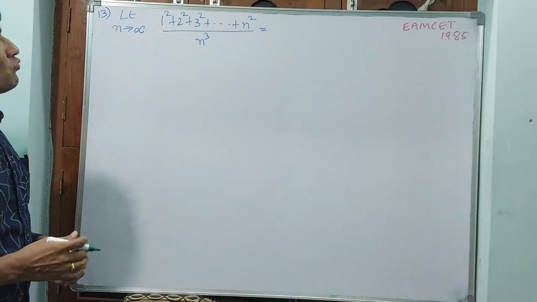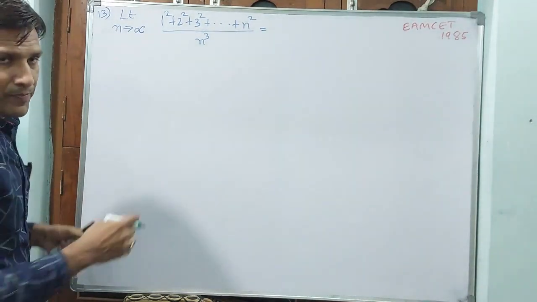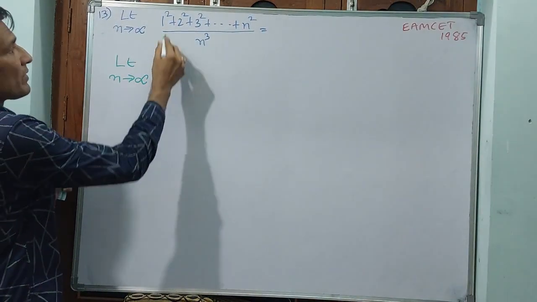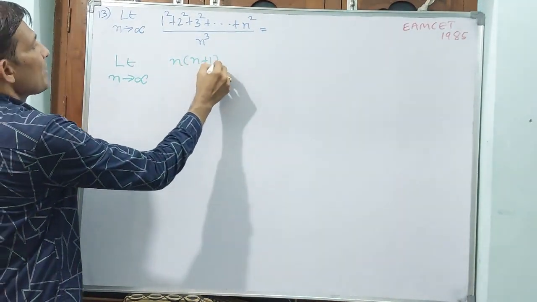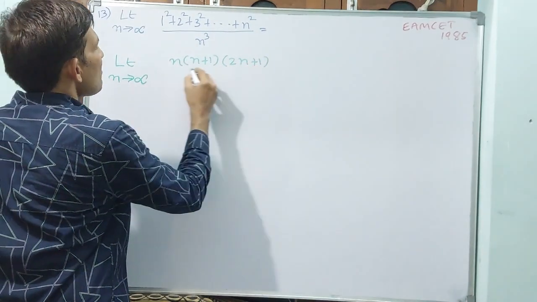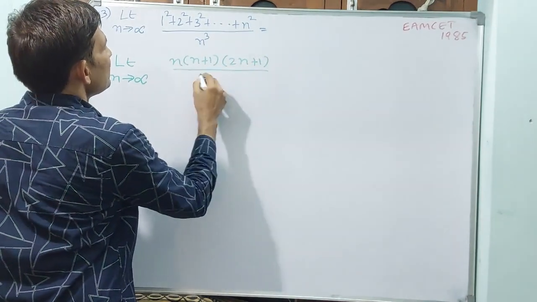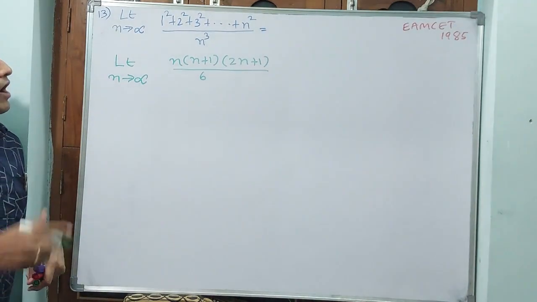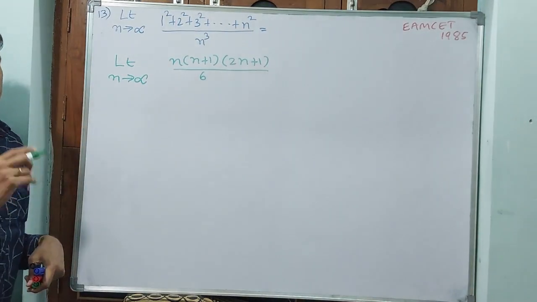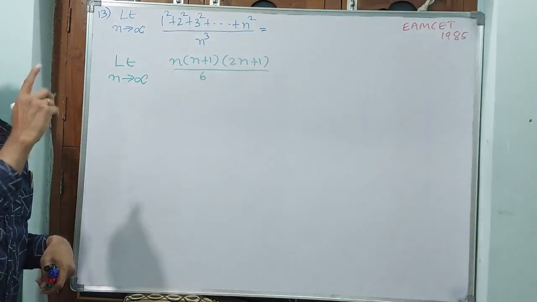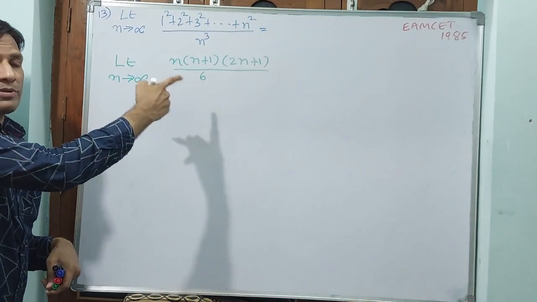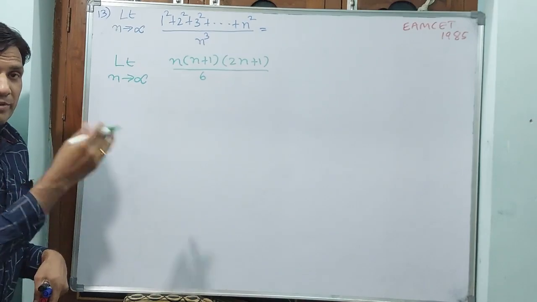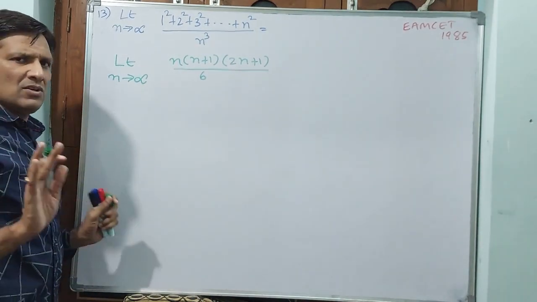We know 1 square plus 2 square plus up to n square, what we are going to write. See what I am writing: limit n tends to infinity, n into n plus 1 into 2n plus 1 by 6. If 1 plus 2 plus up to n is there, it is n into n plus 1 by 2. 1 square plus 2 square plus 3 square is n into n plus 1 into 2n plus 1 by 6. 1 cube plus 2 cube plus up to n cube is n into n plus 1 by 2, but whole square. These three we require, that's enough.